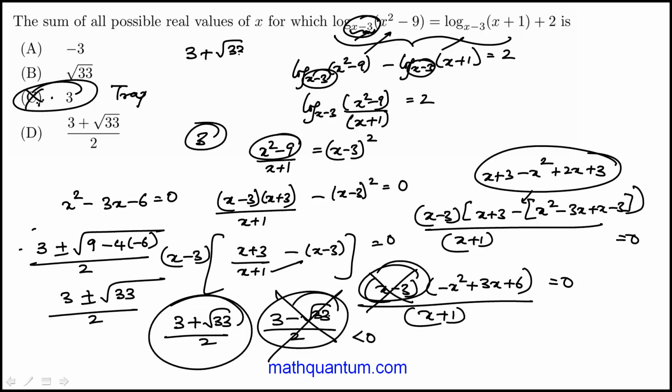And so the sum of all possible real values of x is just that, which is choice D.